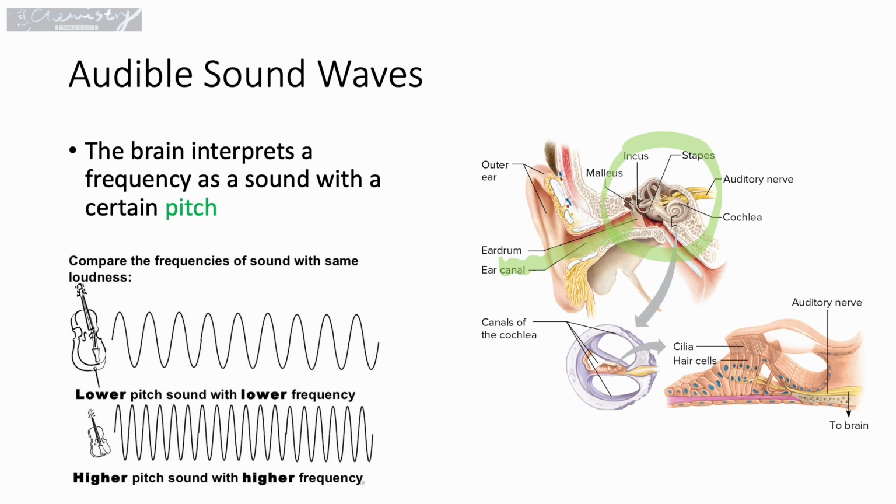Later, the sound that is detected is passed through the auditory nerve, which sends the signal to our brain. The way our brain interprets a frequency is as a pitch. So a lower frequency and a higher frequency correspond to a lower pitch and a higher pitch to our brain. A viola is a lower pitch, which is a lower frequency. On the other hand, a violin is a higher pitch, corresponding to a higher frequency.